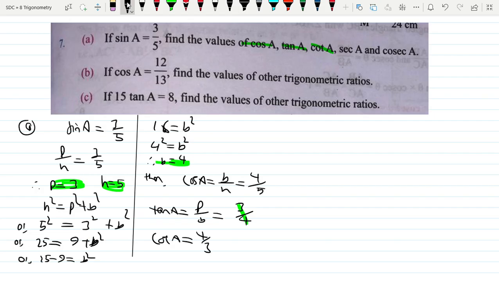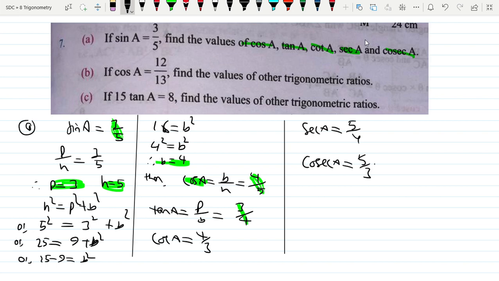Now cot A we did, and our next two ratios we have to find. They are sec A and cosec A. First I find sec A. Sec is the reciprocal of cos, right? The value of cos A we have already found, 4 by 5. So we take the reciprocal of it, and we get 5 by 4. And then the last one is cosec A. Cosec is the reciprocal of sin, and the sin ratio is already given, 3 by 5. So its reciprocal is 5 by 3. So it's done with part A.